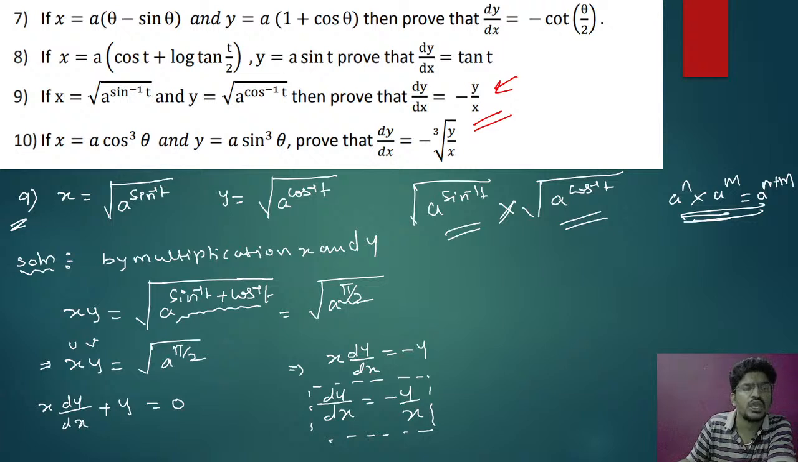Apply product rule here. First function as it is, differentiation of the second function plus second function as it is, differentiation of the first function is 1 equal to constant term is 0. Now you take plus y on LHS, that will be minus y. Take x on LHS, it will be minus y by x. So from that you can understand this, no problem.